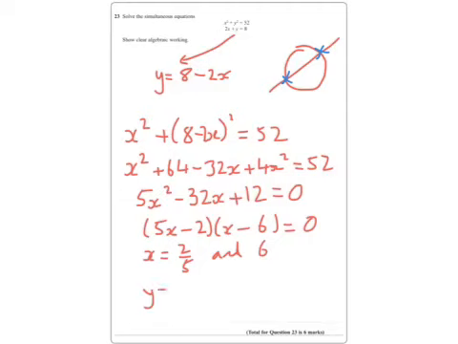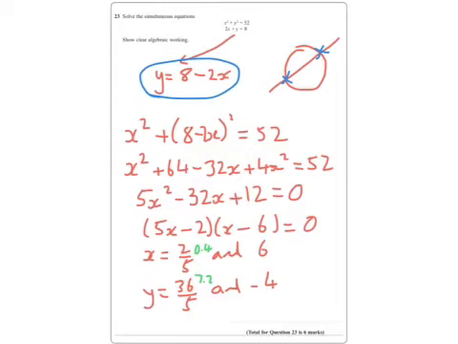Now I've got them, I need to put them back into y equals 8 minus 2x to find my y coordinates. When I put 2/5 in there I get 36/5, and when I put 6 in there I get minus 4. Instead of 2/5 you might end up with 0.4, and this is 7.2, but either's absolutely fine. I tend to leave them as fractions because they tend to be more accurate. In this case it doesn't actually matter, but there you go.